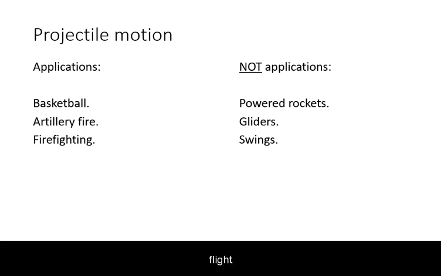Unpowered flight for airplanes is also not projectile motion. When an airplane loses power, it becomes a glider, and while being pulled by gravity, it is still aerodynamic, generating lift due to airflow around its wings.